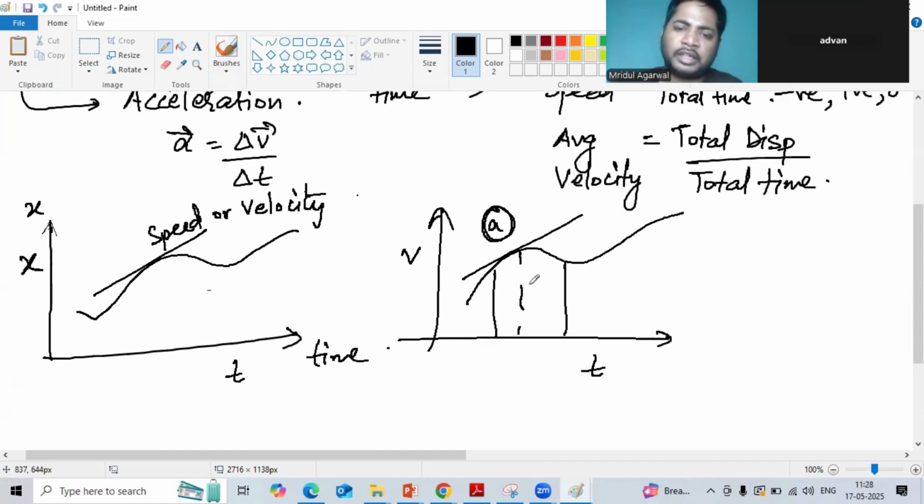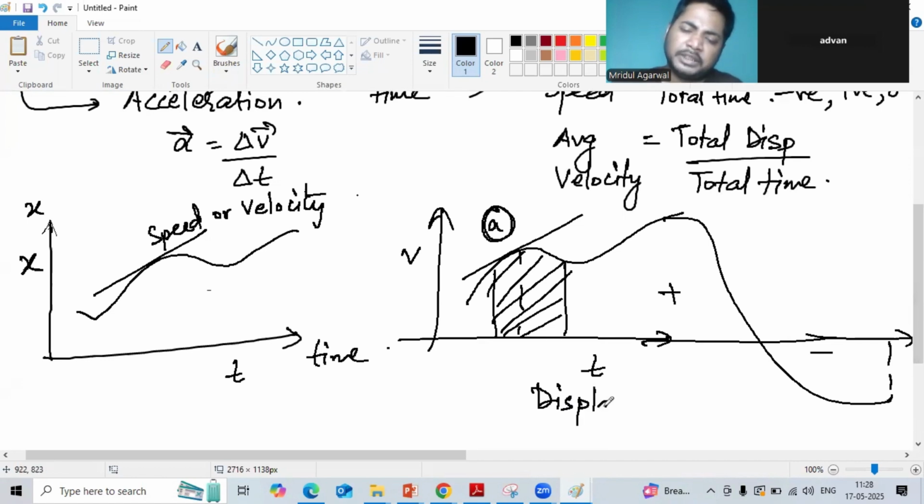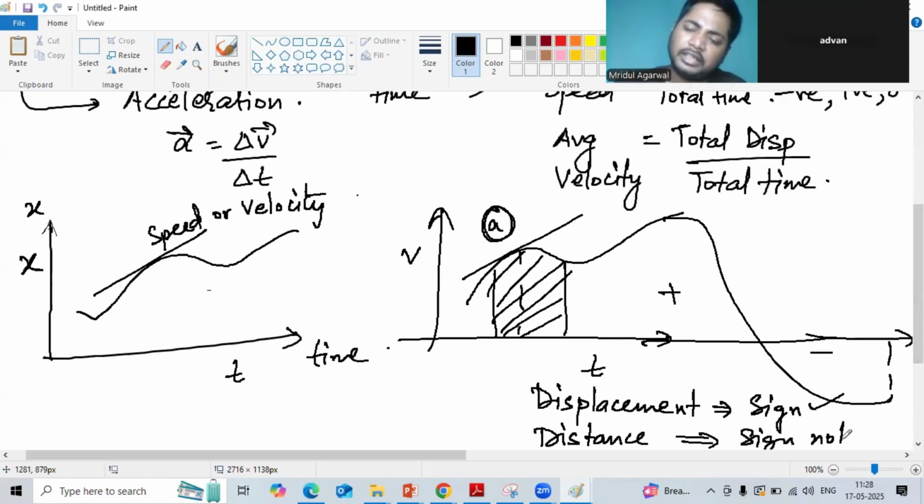And if you talk about the area under the curve, suppose signs are included. Suppose the curve goes like this and goes down, and the sign is taken, plus minus. When the sign is taken, it is called displacement. If the sign is not taken, it's a distance. Understood this part?